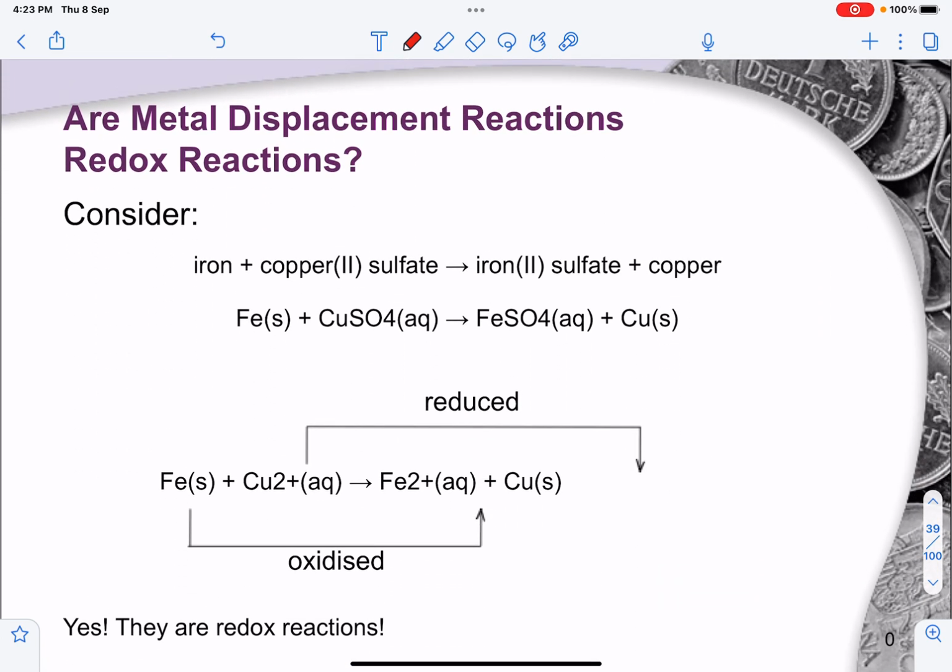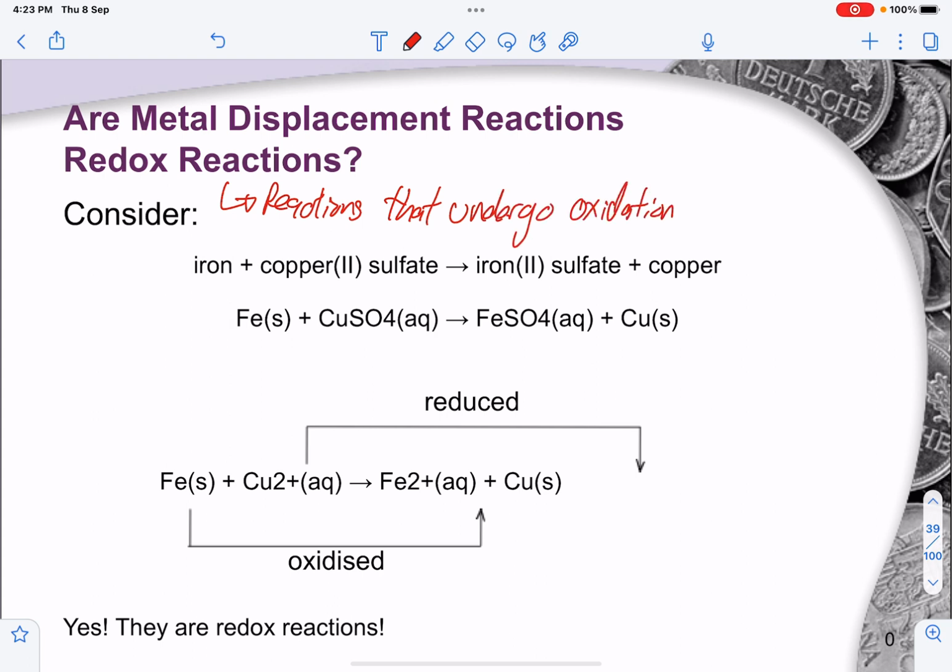Metal displacement reaction, then redox reaction. So redox reactions are reactions that undergo oxidation and reduction at the same time. For this one, please go and check the other YouTube lessons we have already of the chapter oxidation and reduction.